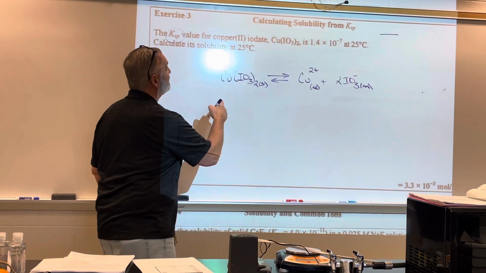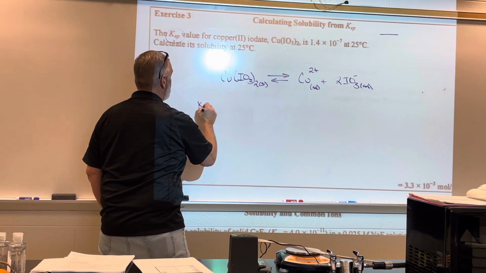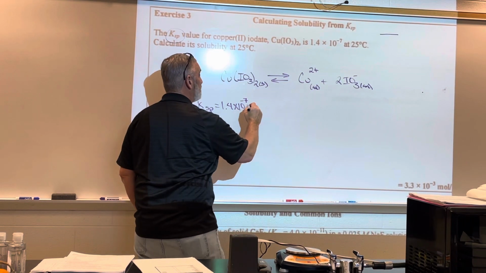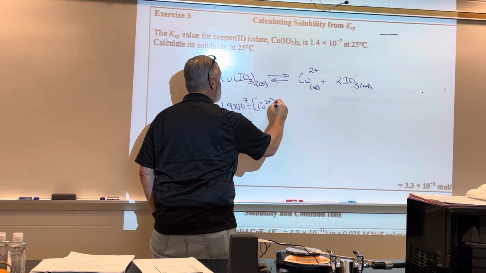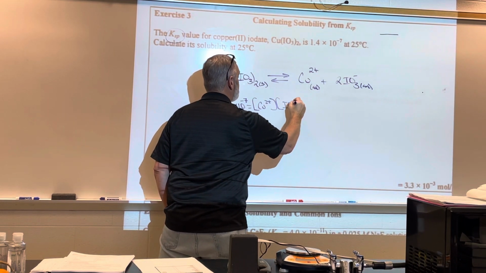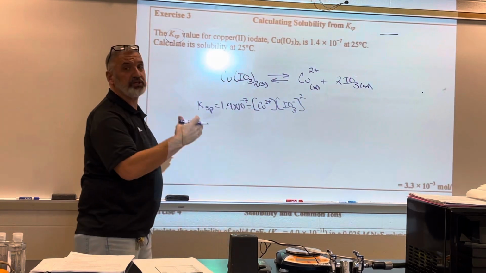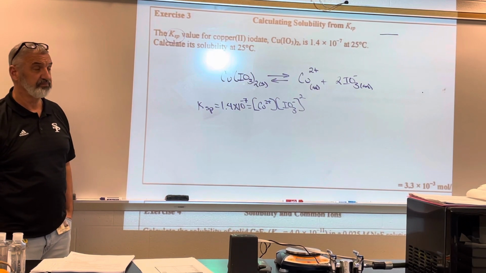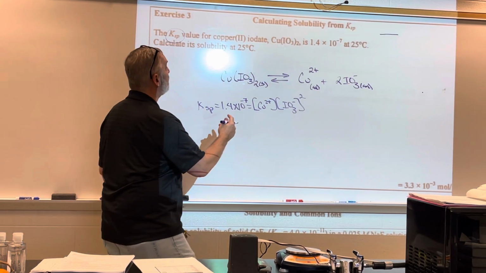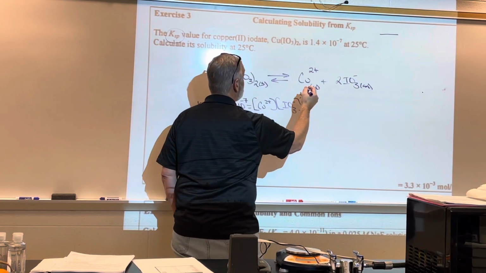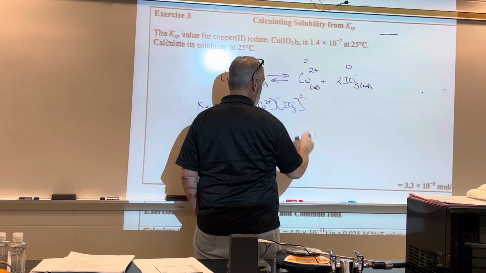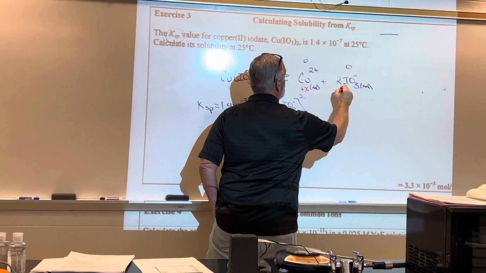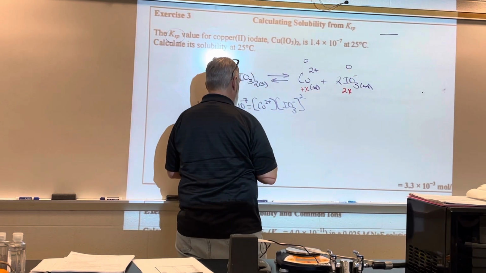So when I'm looking at this now, it says the KSP is given as 1.4 times 10 to the -7. It's going to equal the Cu2 plus times the IO3 minus squared. So they may want you just to write the equilibrium expression for the dissolution of the copper 2 iodate. But now, if I want to figure this out, I know that in my ICE table, I have 0 and 0, but I'm going to get plus what? It's plus X, and plus 2X.